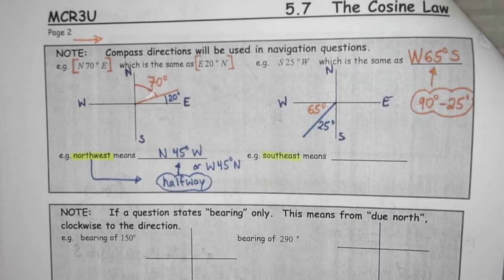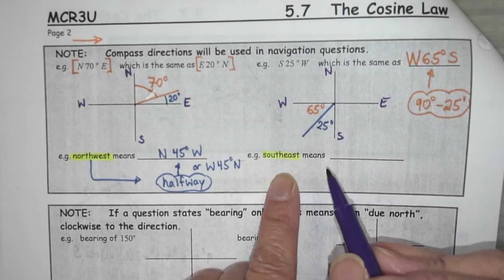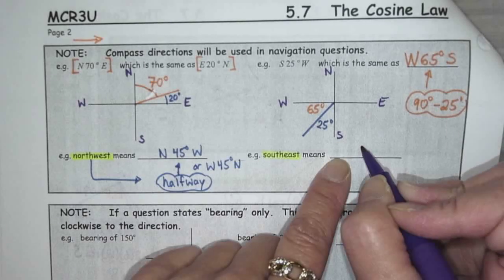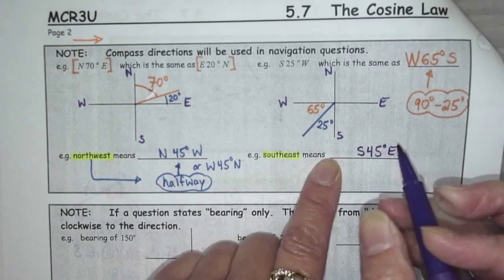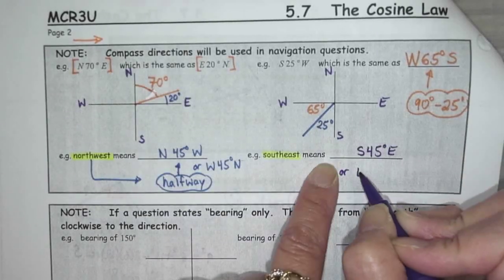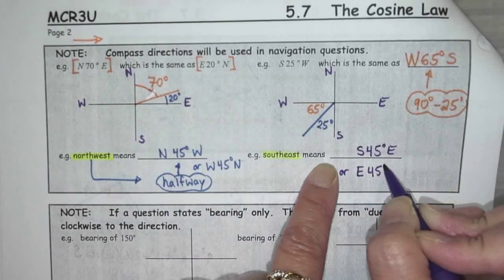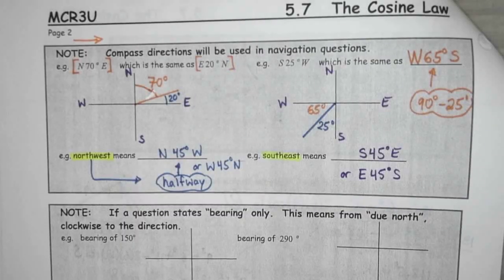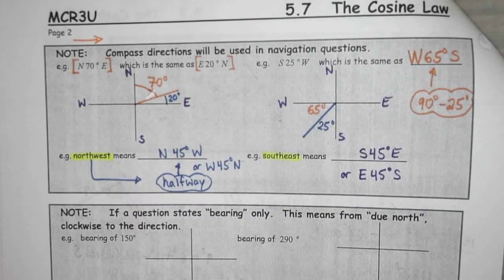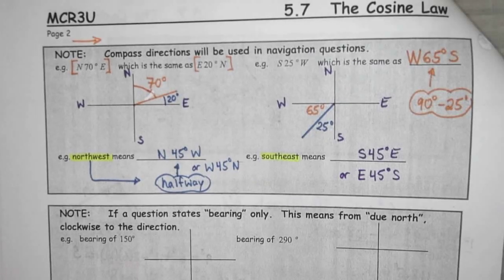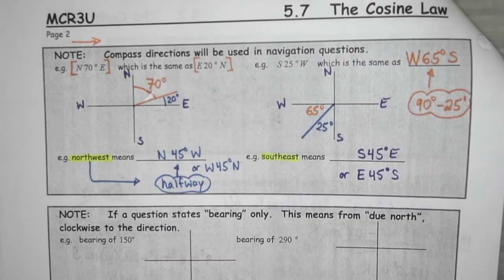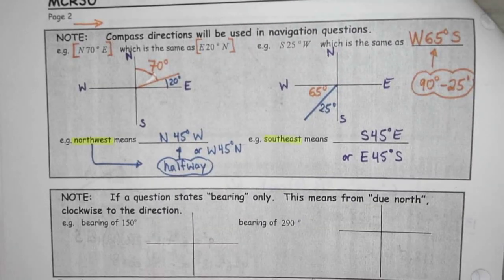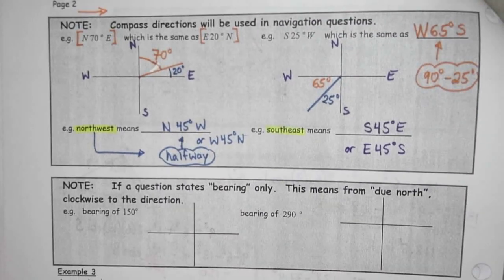Okay. So if I said to you southeast, that would be south 45 degrees east, or east 45 degrees south. Is that okay? Okay, so we got compass directions. We're good. Compass directions, never eat shredded wheat, how to split it, how I can word it. Okay, now one more. One more compass direction.